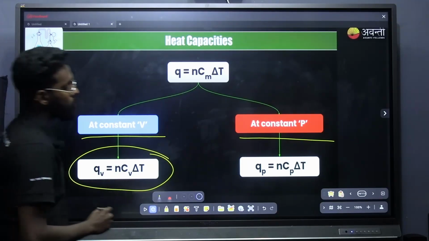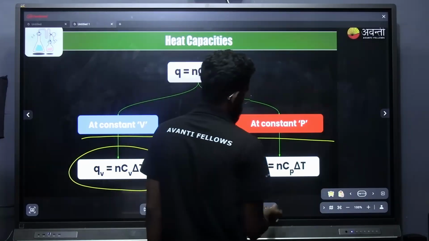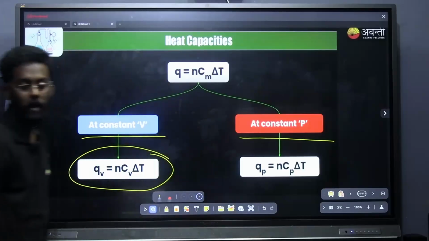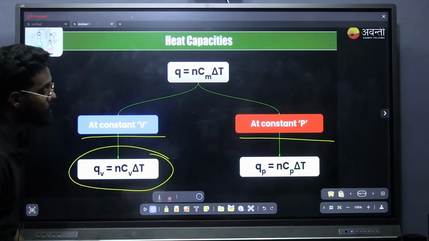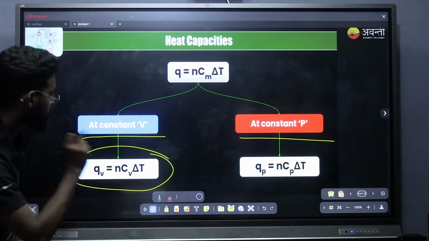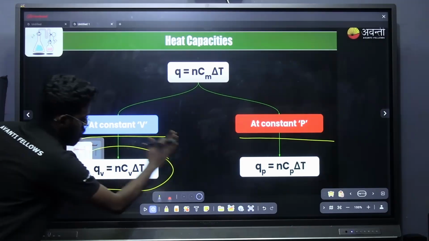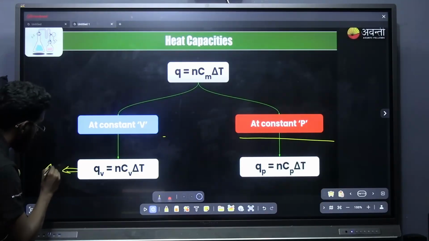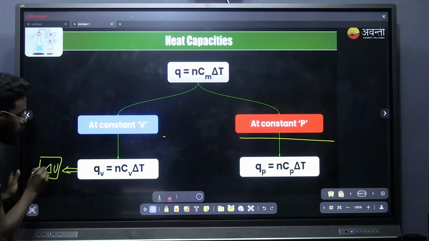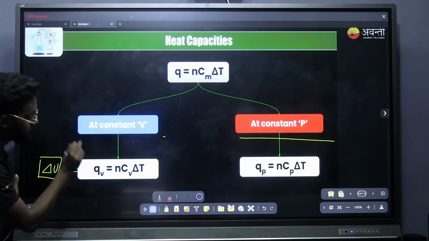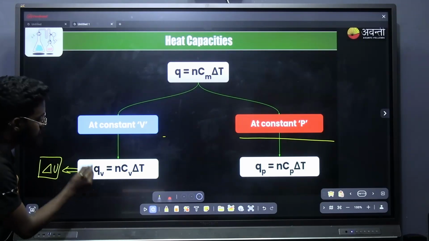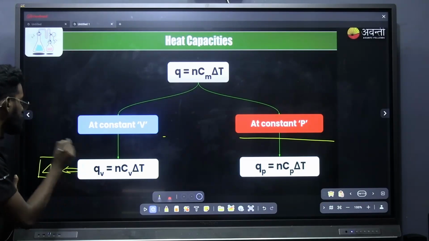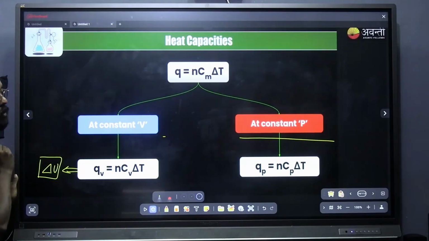And at constant pressure, the molar heat capacity, that is Cp, and the equation comes Qp is equal to nCp delta T. Now the important point I want everyone to take note of. This Qv is nothing but the internal energy that you will be studying later. Qv, that is heat exchange between system and surrounding at constant volume, is nothing but the change in internal energy of a system.